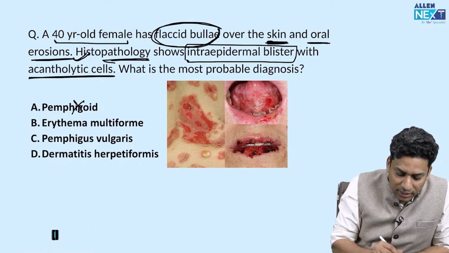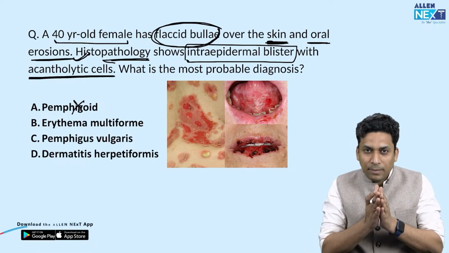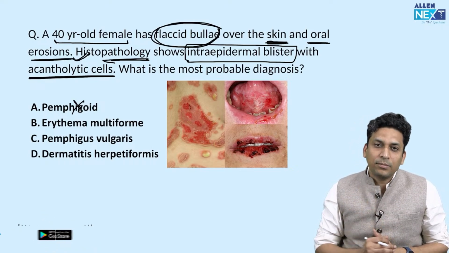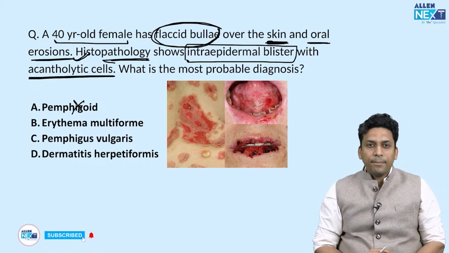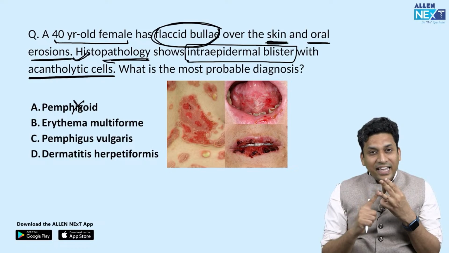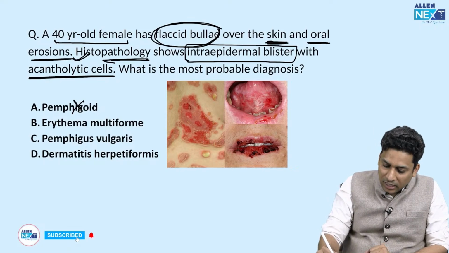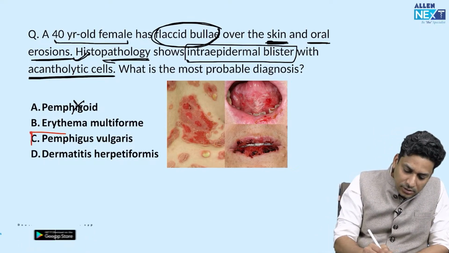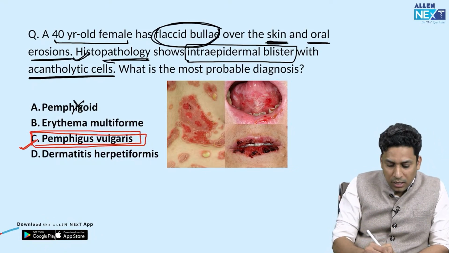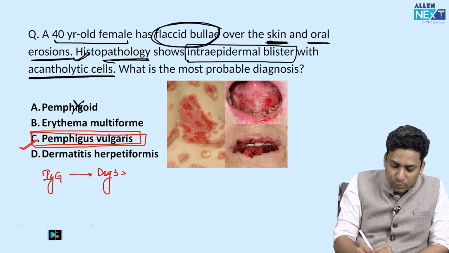With acantholytic cells. So this is again a clue pointing towards acantholysis, that is separation of keratinocytes, and keratinocytes are within the epidermis. So it is going to lead to an intraepidermal disorder. Do you know of any intraepidermal disorder where flaccid lesions are seen, buccal mucosa is involved, and acantholytic cells are seen? Yes, you are correct. The answer is pemphigus vulgaris.